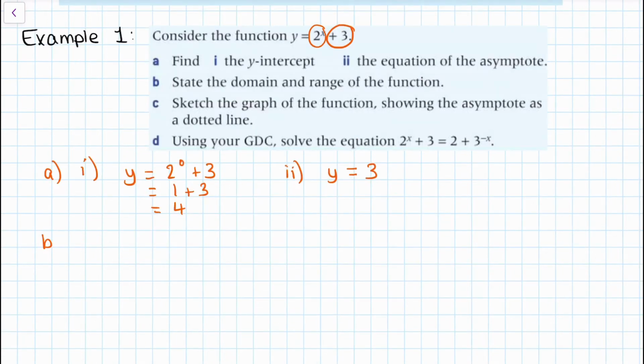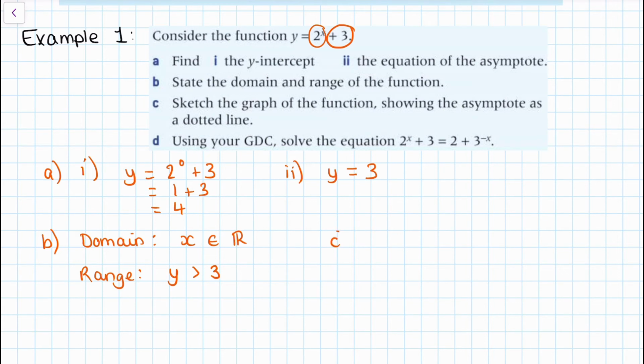State the domain and range of the function. So the domain is all possible x values. With an exponential, you can put any value into there for x. There's no restrictions on that. So x is an element of R, or between negative infinity and infinity, however you like to write it. And the range is all possible y values. Now, because our asymptote is at y equals 3, all our values will be above that. So our range would be when y is greater than 3.